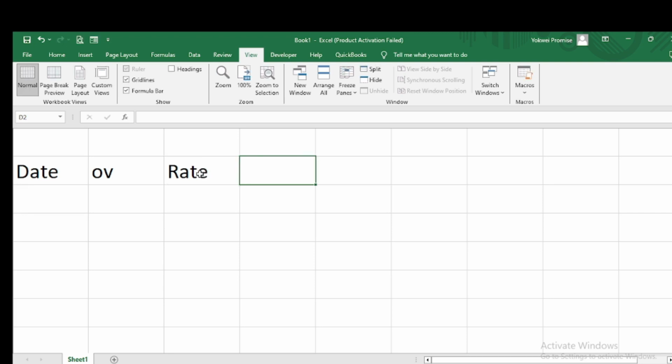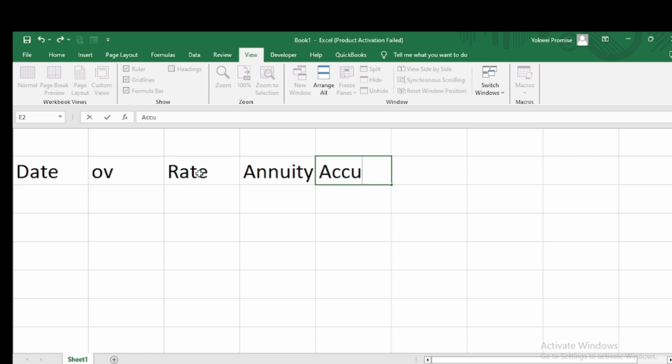So I have OV, then we put our rate, then we have the annuity, which is the depreciation, and then we have the accumulated depreciation, and we have the net accounting value.